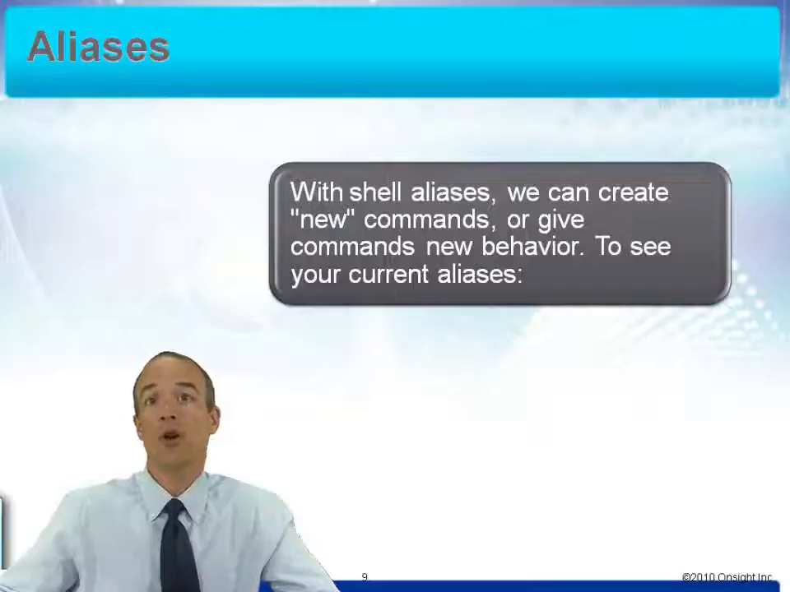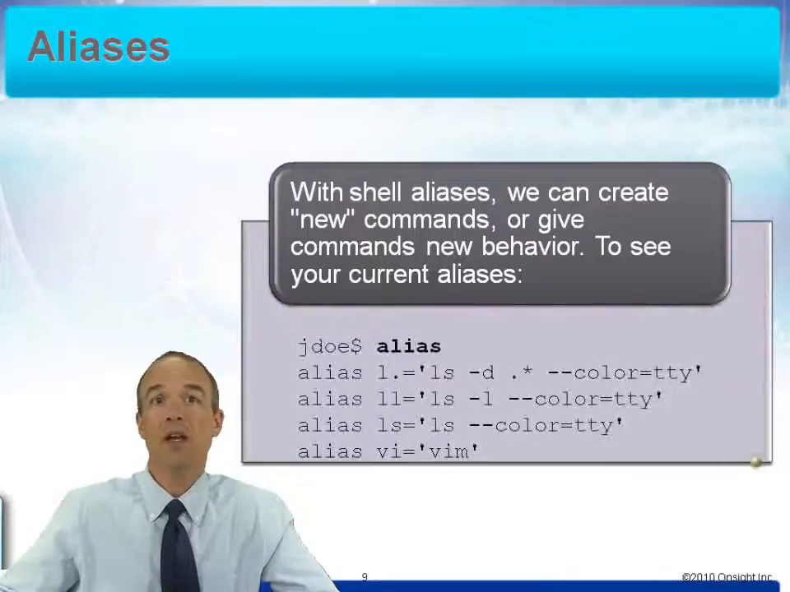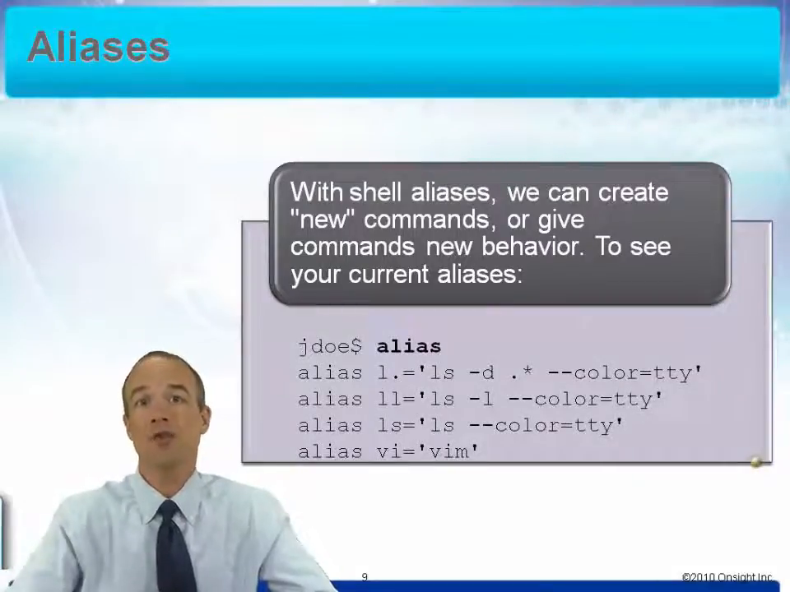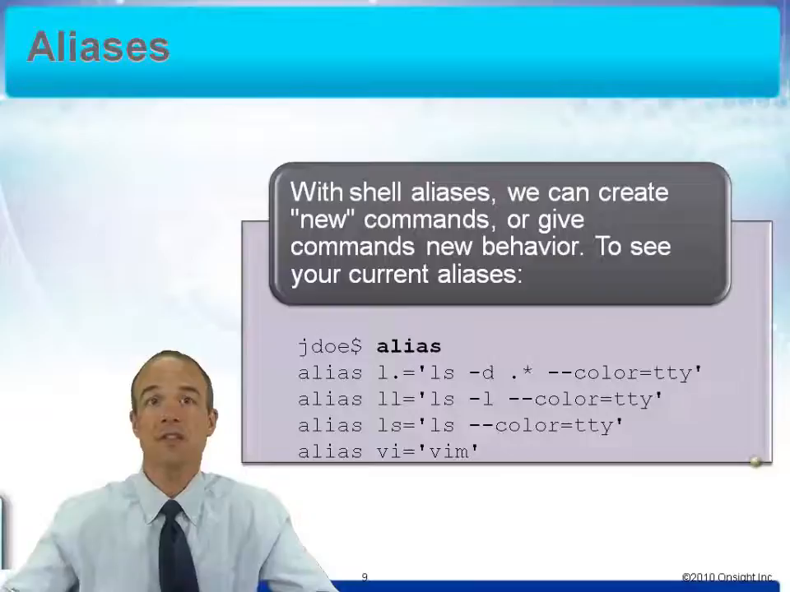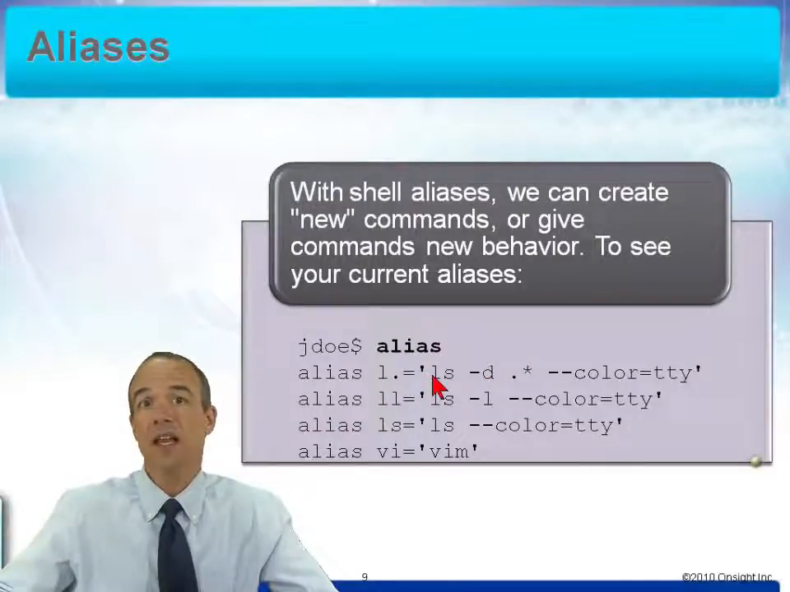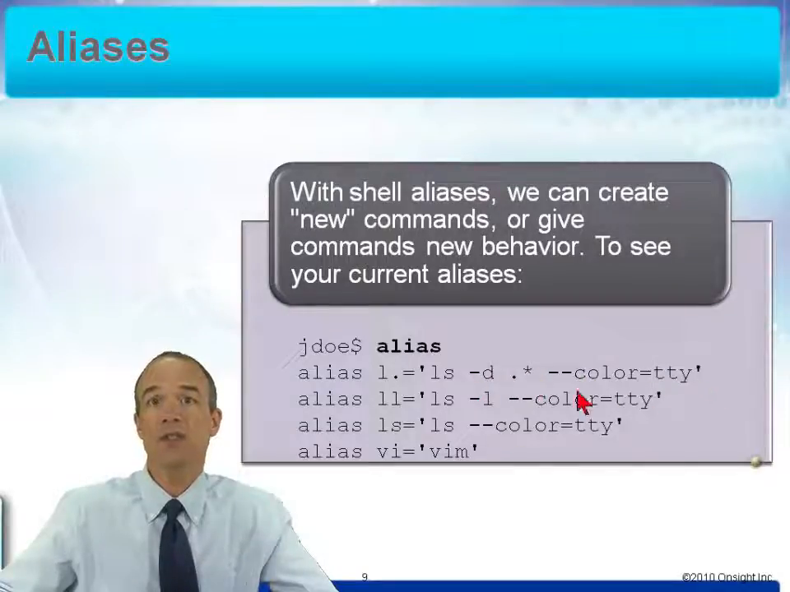You can create what are called aliases. These are like creating new commands or giving commands new behavior. So if you type the alias command in your shell, you'll see what your current aliases are. Here we see that l. is an alias for ls -d .* --color=tty. That's basically going to look at everything that are directories within the current directory.